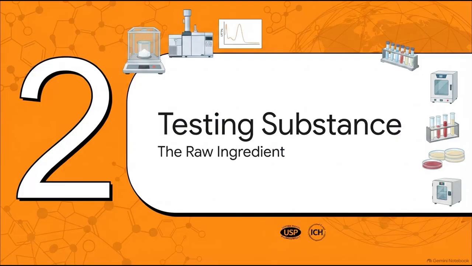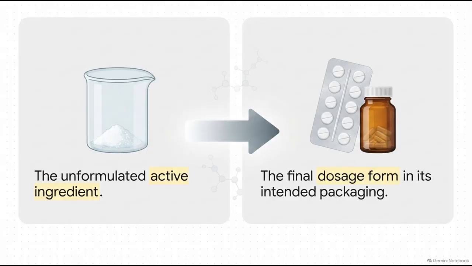Moving right along to part 2, testing the drug substance. So, the crucial point here is establishing our shared vocabulary. In regulatory terms, the drug substance is just the raw, unformulated active molecule. That's it. The drug product, on the other hand, is the final dosage form, the actual tablet in the blister pack, or the liquid in the bottle that's intended for marketing. But right now, we're just talking about that raw substance.